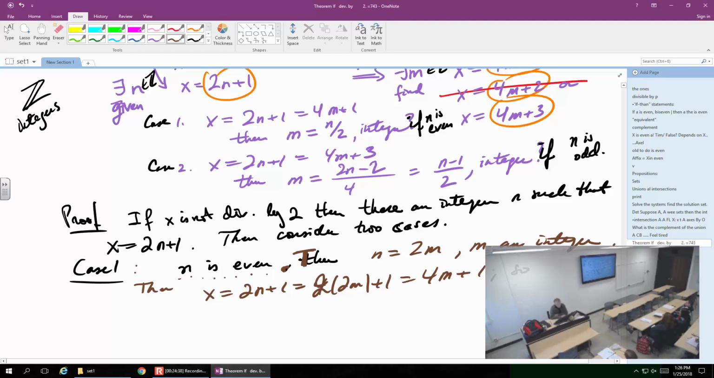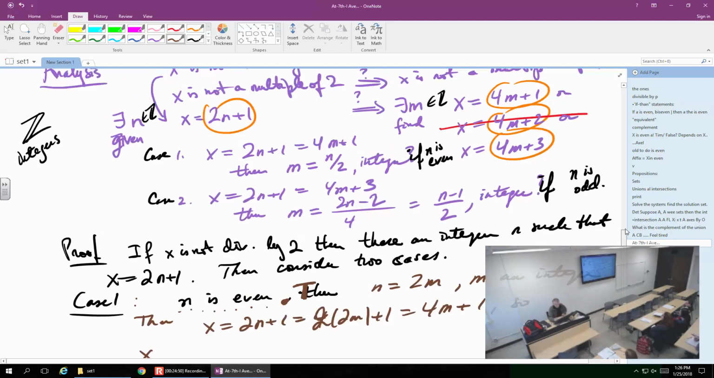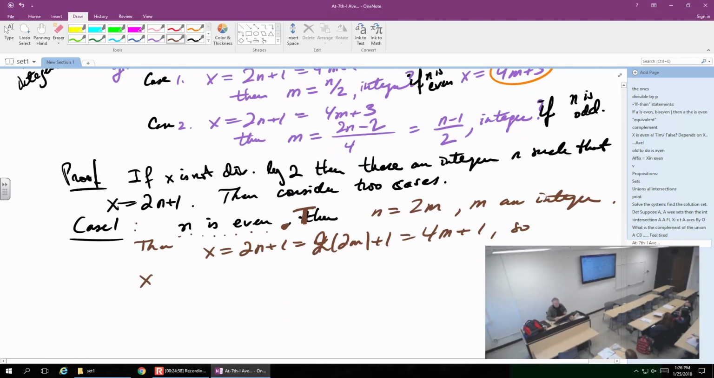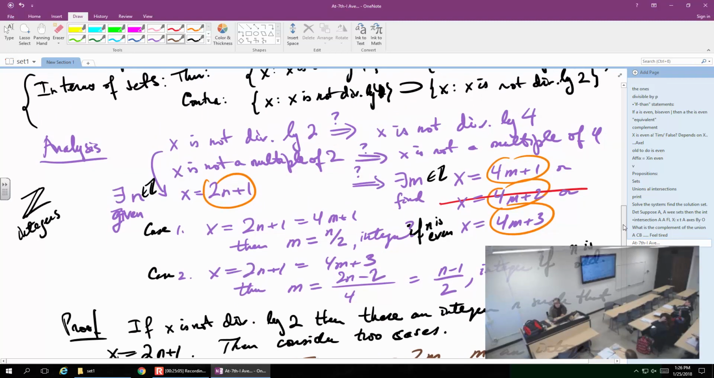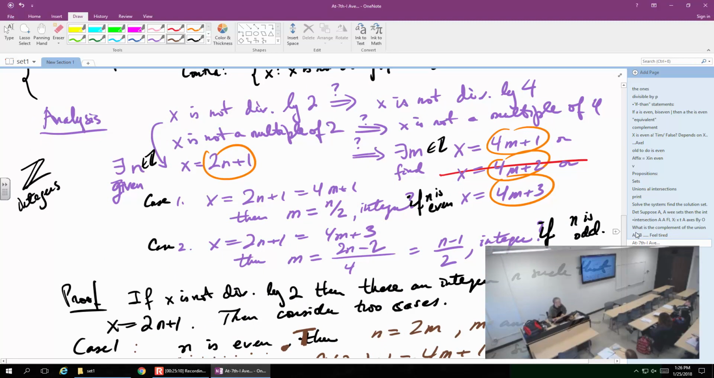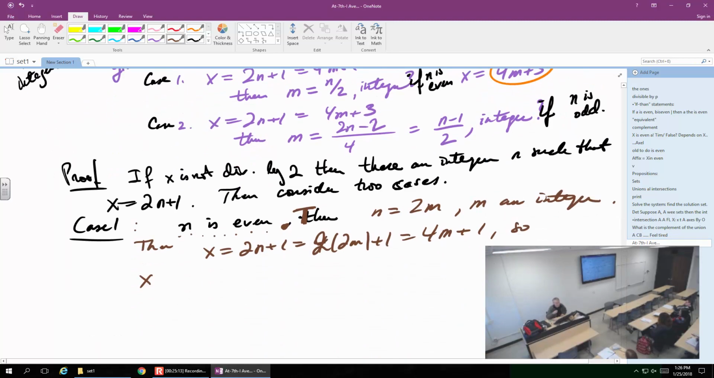So what do I say about x? What do we care about? Once again, remember going backwards. I cross to the right, and now I go backwards all the way up, and I'm looking at 4m plus 1. What do I say about this x? It is equal to 4m plus 1, but what is it that I really care about, looking at the theorem itself? It is not divisible by 4, right? So 4m plus 1 is not divisible by 4.